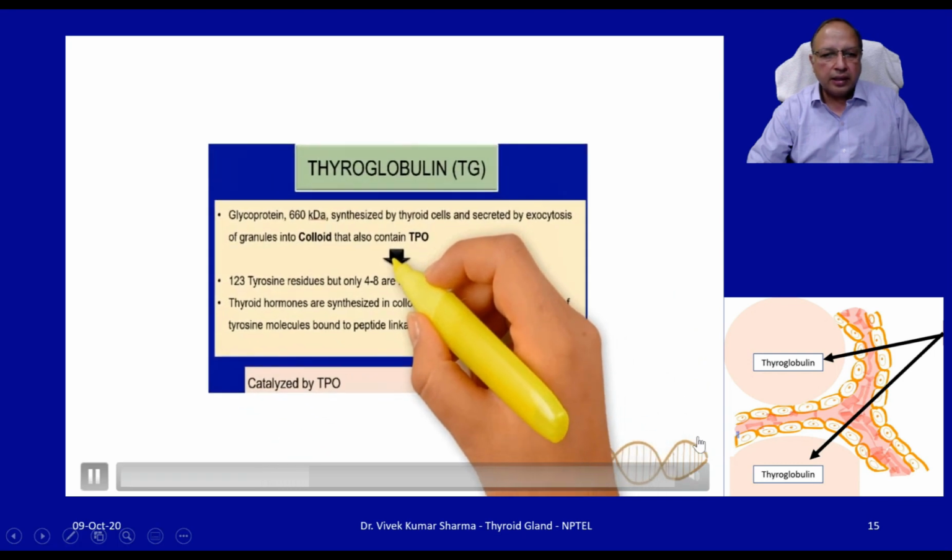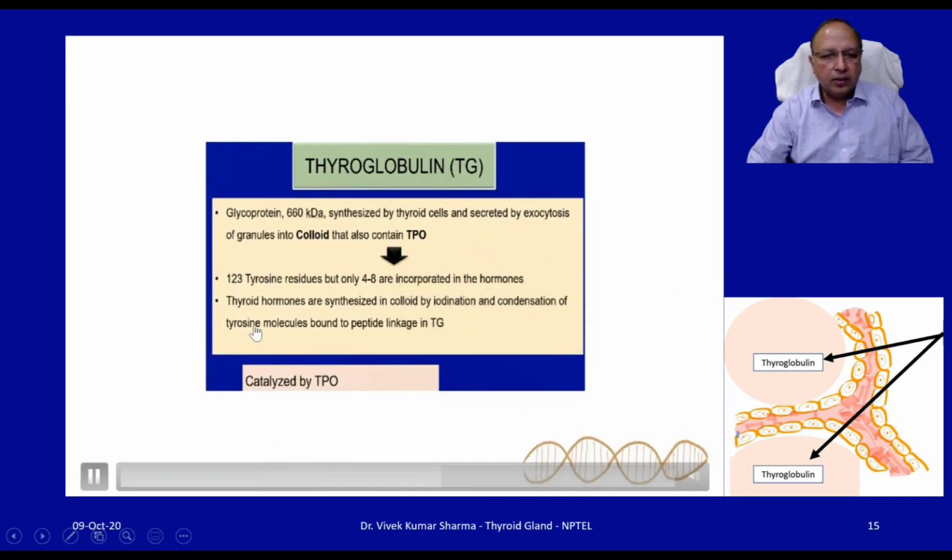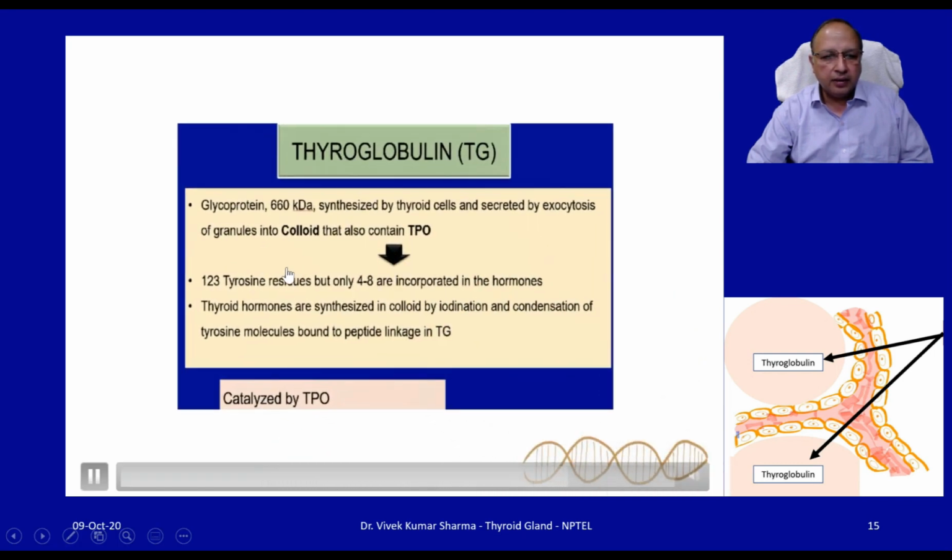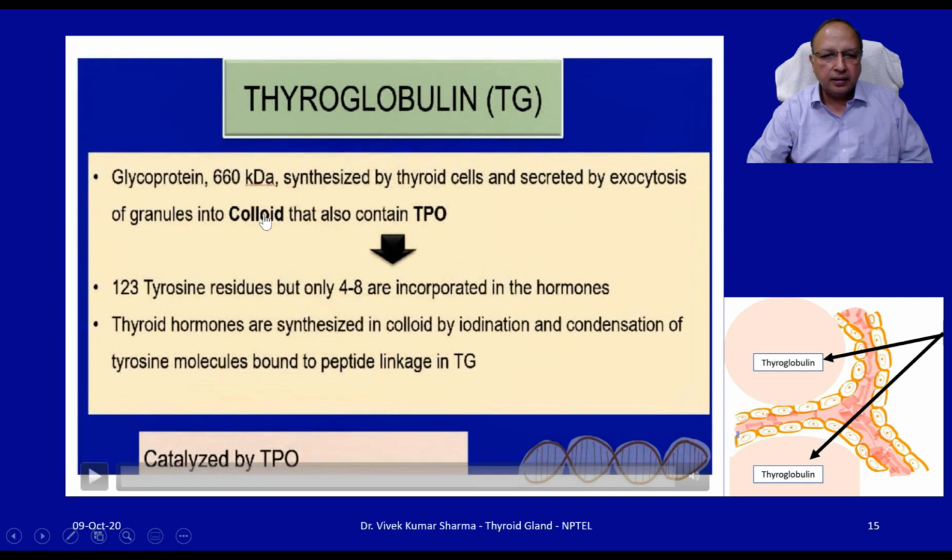So now let's see what thyroglobulin is. Thyroglobulin is a 660 kilodalton glycoprotein that is synthesized by the thyroid cells and secreted by the exocytosis of granules into the colloid that also contain thyroid peroxidase.